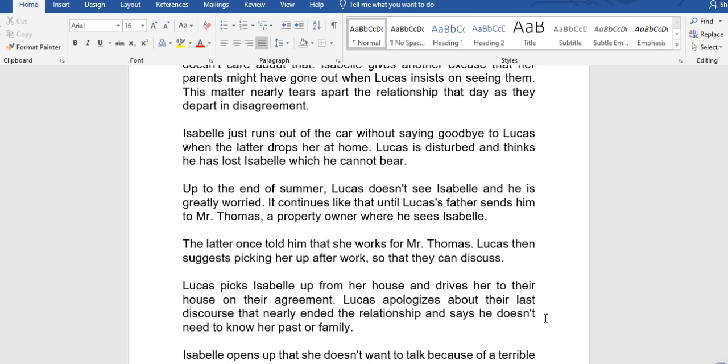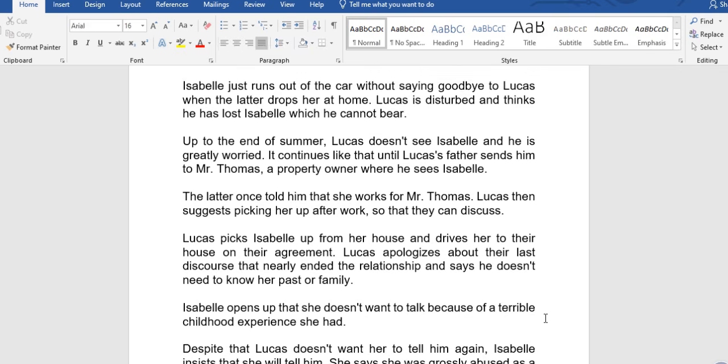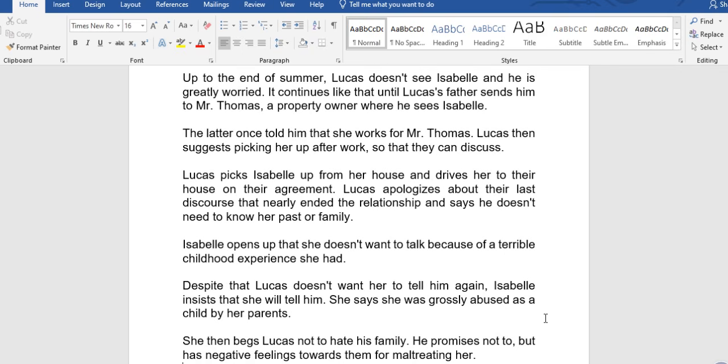Isabel works with Mr. Thomas. The latter once told him that she works for Mr. Thomas. Lucas then suggests picking her up after work so that they can discuss. Lucas picks Isabel up from her house and drives her to the house on their agreement.